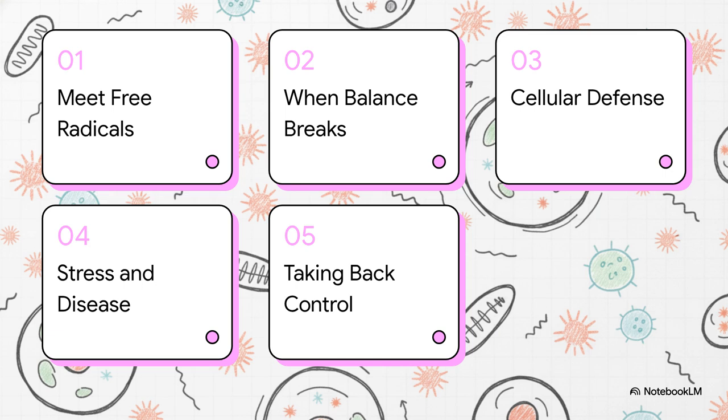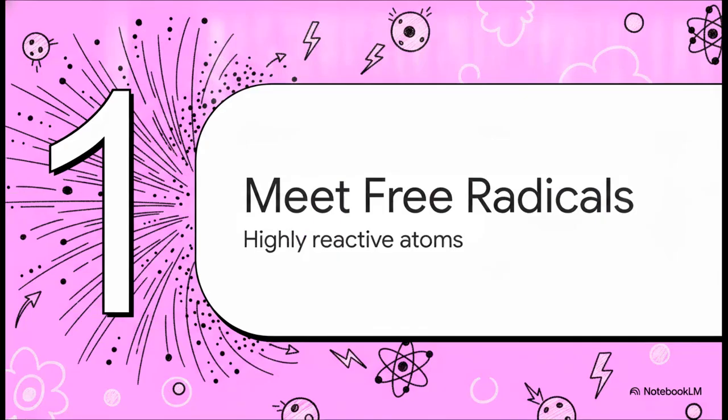Here's our roadmap for today. First, we'll officially meet the free radicals. Then, we'll see what happens when the balance breaks, explore your cellular defense system, look at the link between oxidative stress and disease, and finally, figure out how we can take back control. All right, part 1. Let's meet the free radicals.